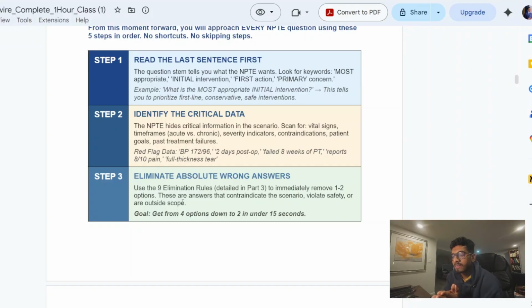So there are answers that contraindicate the scenario, or answers that violate safety or are outside the scope. If you already know that a treatment is a contraindication in this case, you need to take that off, or if the safety of the patient is violated by this answer, you can take it off, or if certain things are outside the scope of your practice, you need to take it off. So the elimination rules are used to remove the 2 answers that are no way the answer. You're left with 2 answers, and that's what I call the 2-answer trap.